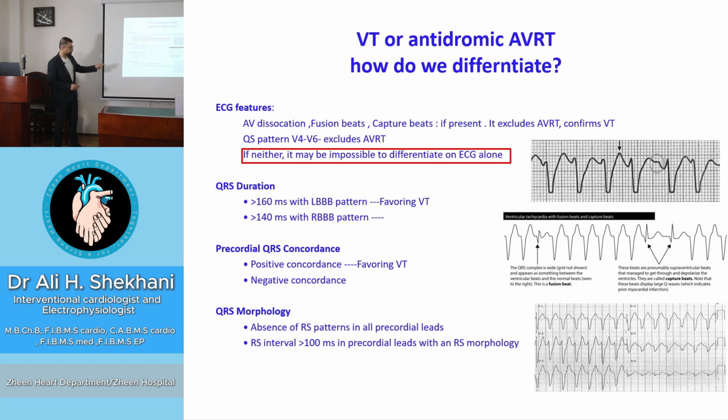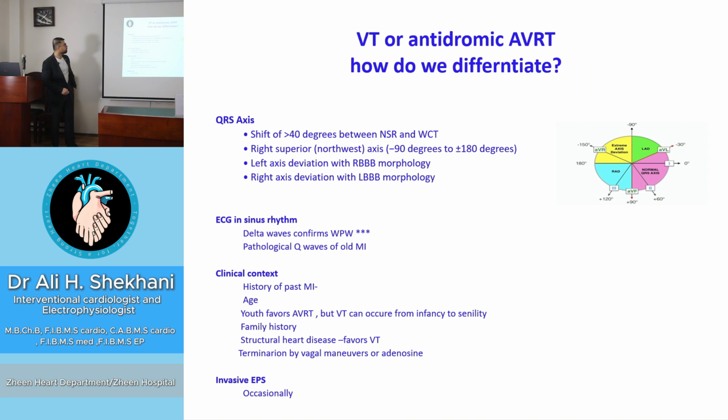If you have RS pattern, measure the onset of the R to the S nadir. If it is more than 100 milliseconds, the possibility of VT is more. Of course, the axis is important. The shifting axis toward the left side goes with VT.